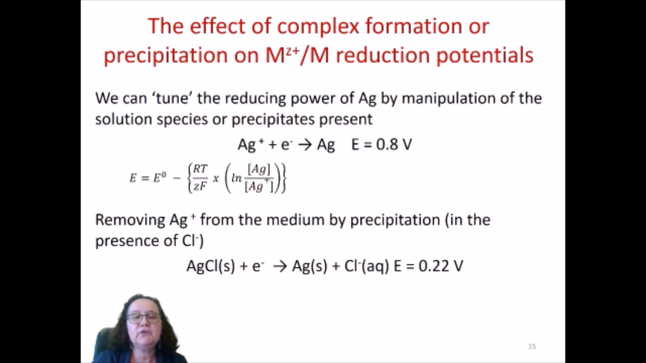We can use the Nernst equation, and you can use the non-standard conditions to tune the reducing or oxidizing power of a particular element. For example, this is the half reaction, the reduction of silver ions to silver. And this would be the Nernst equation applied to this particular reaction. And the electrode potential in standard conditions is 0.8 volts. If you have an additional reaction that removes silver ions from the medium, for example, by precipitating with chloride, then with the presence of chloride anion, you can precipitate silver chloride.